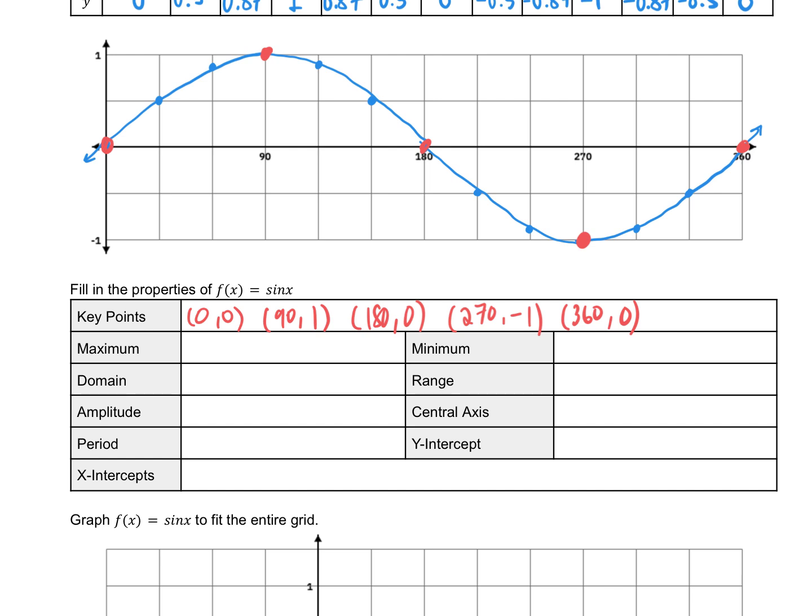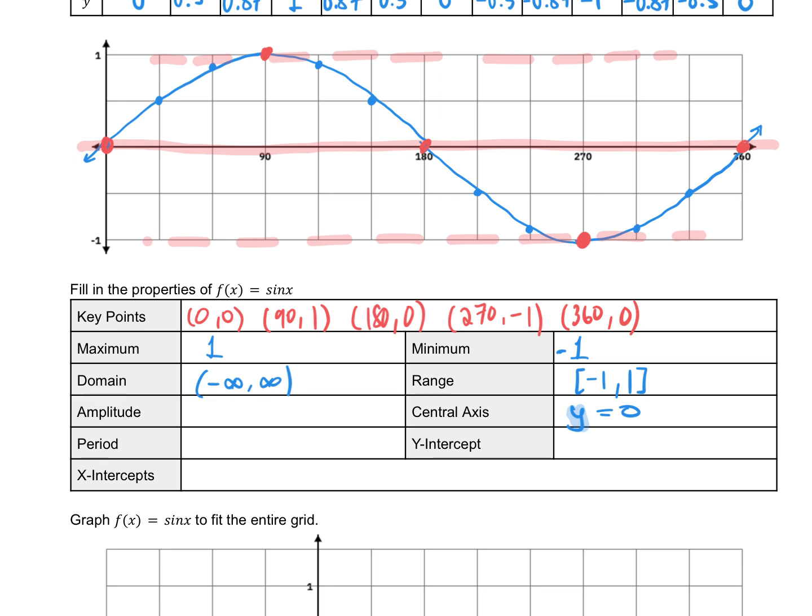Our maximum value of this function is 1, and our minimum is negative 1. The domain, because this can go forever past 360 to the right, past 0 to the left, our domain is infinite. And our range goes from the minimum to the maximum, including those values. Now for the amplitude and the central axis, I'm just going to draw those in. So here's my central axis at 0 because my minimum was negative 1, my maximum was 1, so right in the middle would be y equals 0.